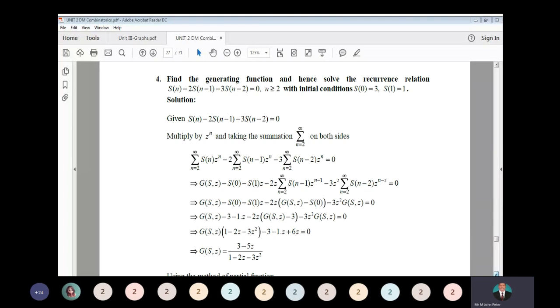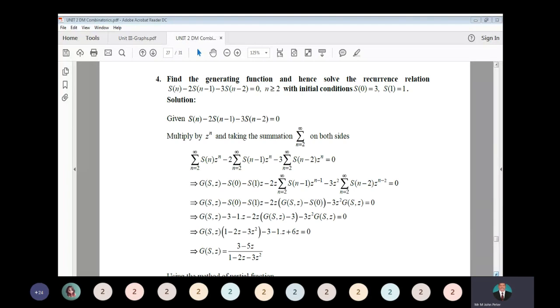Given g of s comma z is the sum from n equal to 0 to infinity, but the s of 0 and s of 1 terms are missing. That's why the first summation is denoted as g of s comma z minus s of 0 minus s of 1 into z. In the first summation, s of 0 and s of 1 are missing. Okay, add and subtract, you will get the first three terms for the first summation.